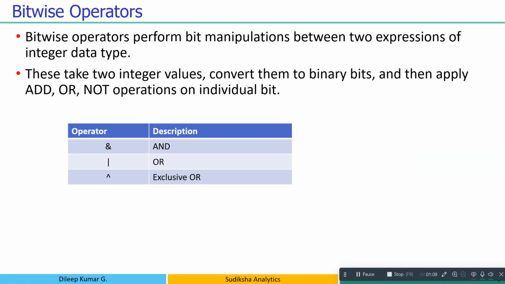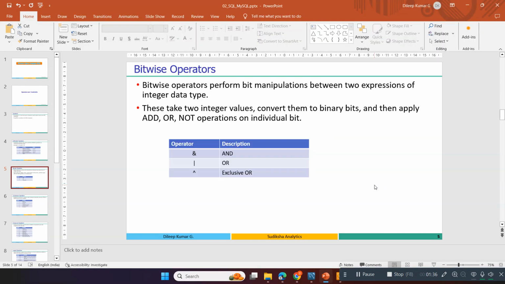And we can also use bitwise operators, which work with bits in the two expressions. And remember, it is applicable on integer data types only. So you can convert your numbers into binary bits, and then it applies and, or, not. Sorry, this is and, there is a typo here. So and, or, not, these are the operators used. So let me take an example for this.